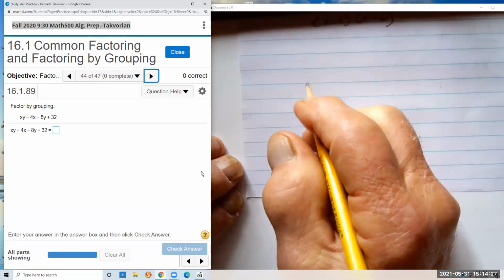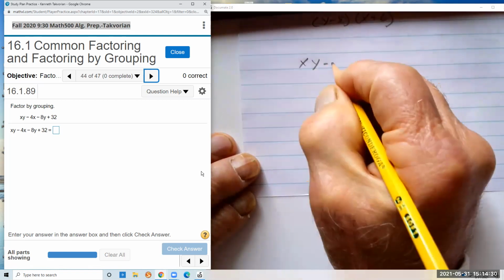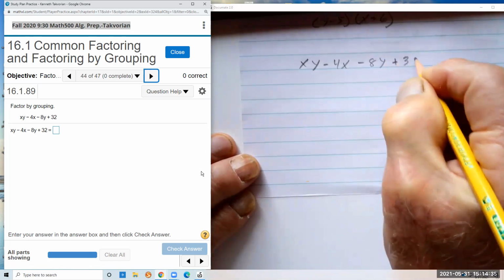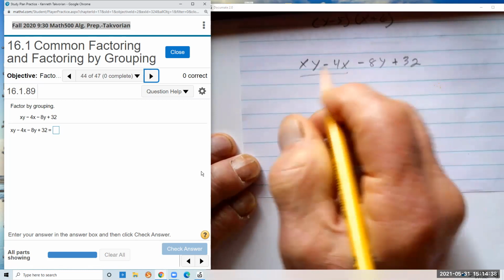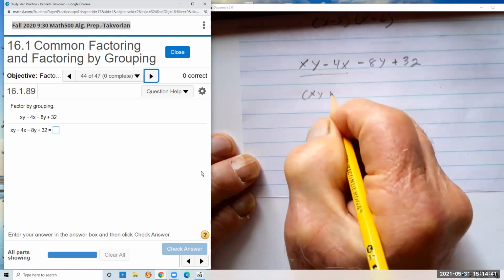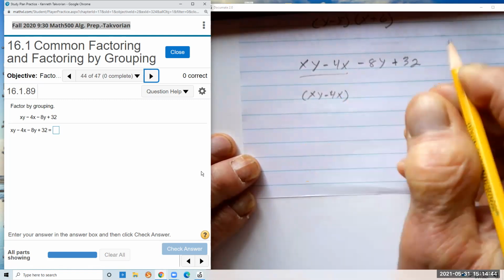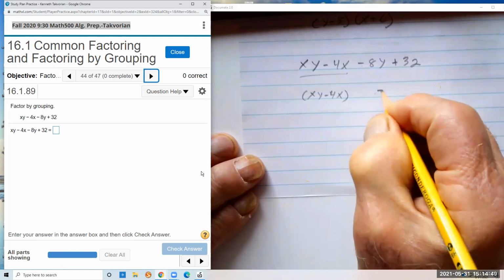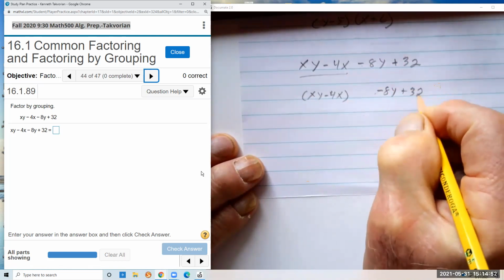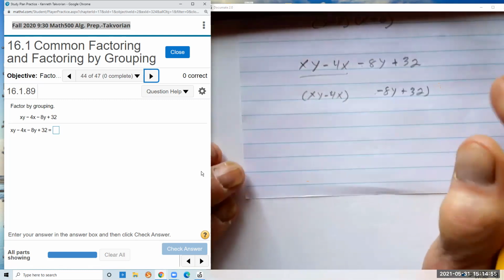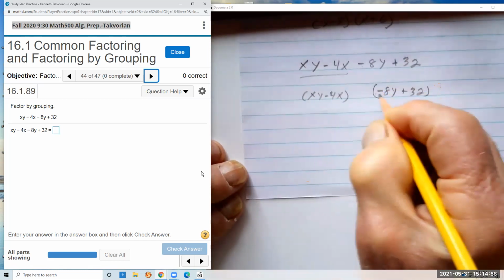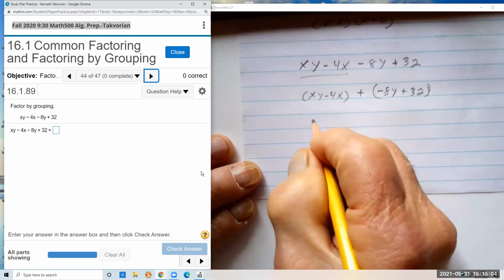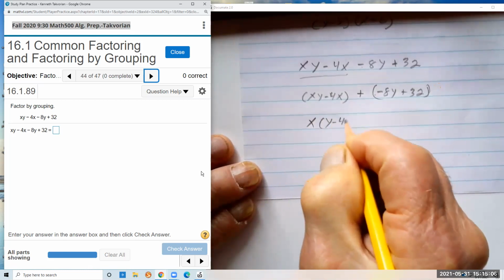Again, we're going to factor by grouping. We have xy minus 4x minus 8y plus 32. We have the first group, which is xy minus 4x. The second group, include that minus sign because it's not separated. It's going to be negative 8y plus 32. We're just separating the 4 quantities. So parentheses around this, but we're adding. From the first group, we can pull out an x. So we're left with y minus 4.